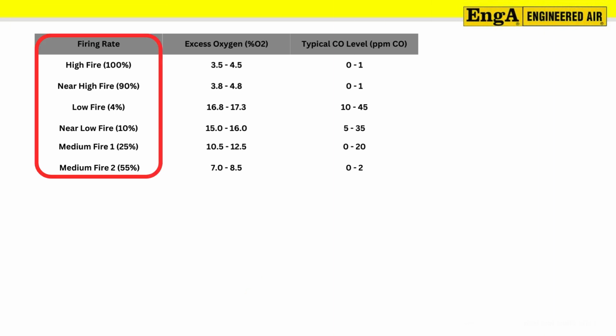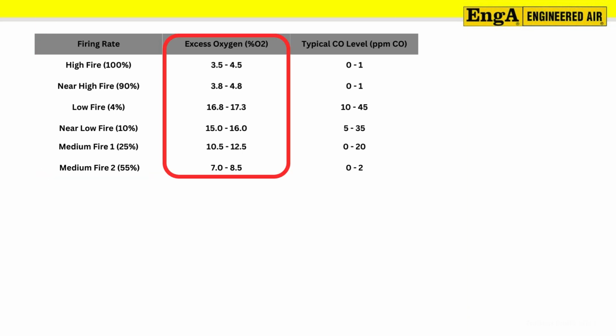The first column represents the firing rate percentage that you'll type into this percent service override box. The second column represents the range and percentage of excess oxygen that your combustion analyzer should be reading at an inlet combustion air temperature of approximately 21 degrees Celsius.